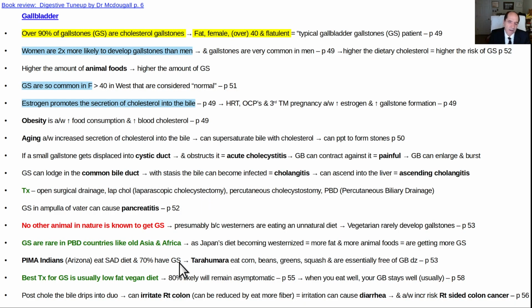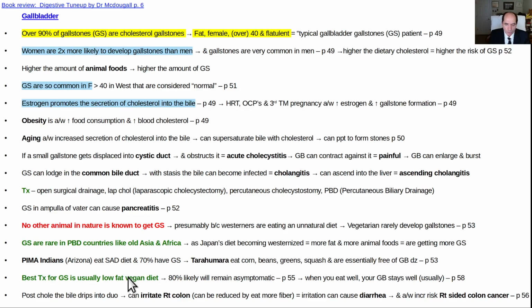When Burkitt was working in Africa, where they ate plant-based diets, like in Uganda, almost no one ever had a gallstone. He saw one gallstone in about 20 years, and it was on somebody who'd been living in the West. The Pima Indians, who came from northern Mexico but then got absorbed into Arizona after 1848, had tons of gallstones. 70% of them have gallstones, and they get a lot of gallbladder disease and need surgery for that. The Tarahumara still eat the old-fashioned Mexican indigenous diet of corn, beans, greens, squash. They almost never get symptomatic gallbladder disease.